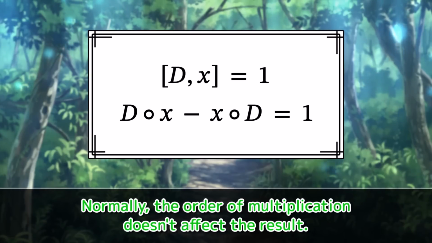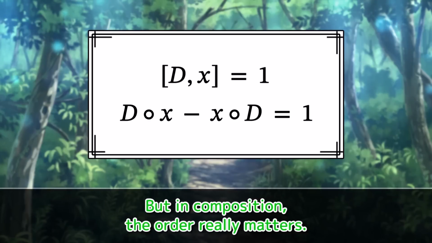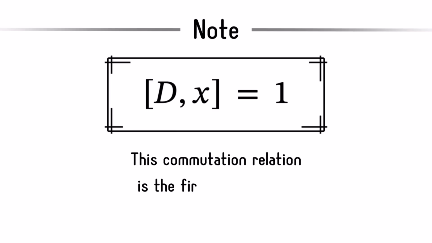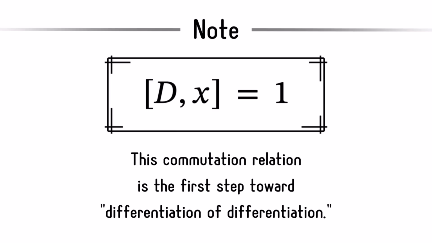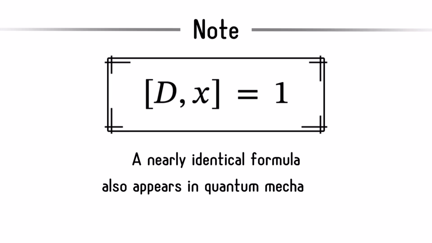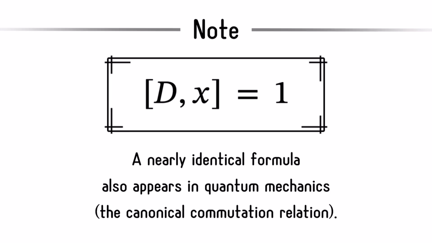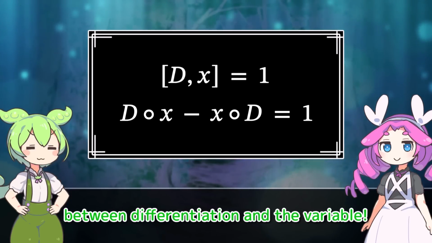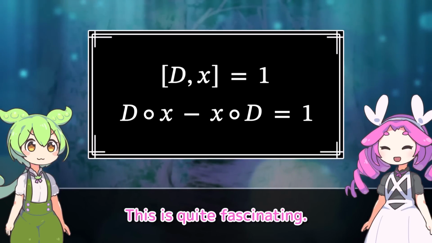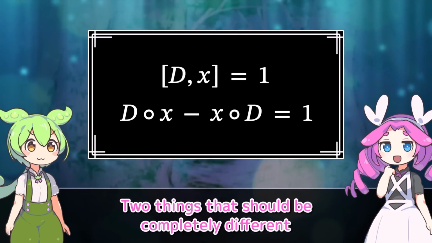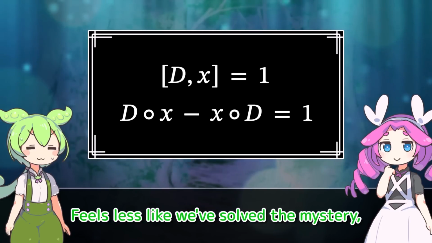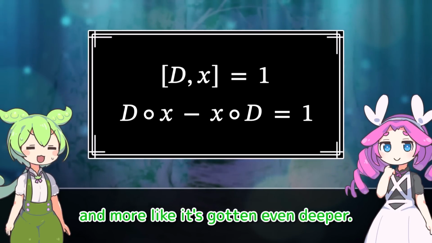Normally, the order of multiplication doesn't affect the result. But in composition, the order really matters. That's kind of mysterious, isn't it? And so, we've uncovered the mysterious relationship between differentiation and the variable. This is quite fascinating. Two things that should be completely different are somehow maintaining a strange kind of balance. Feels less like we've solved the mystery, and more like it's gotten even deeper.